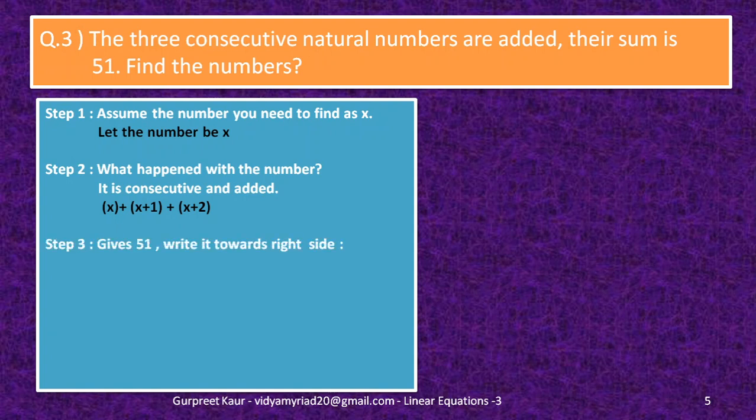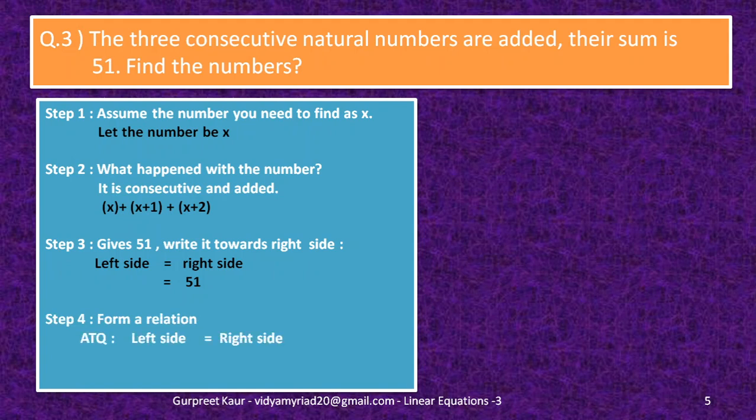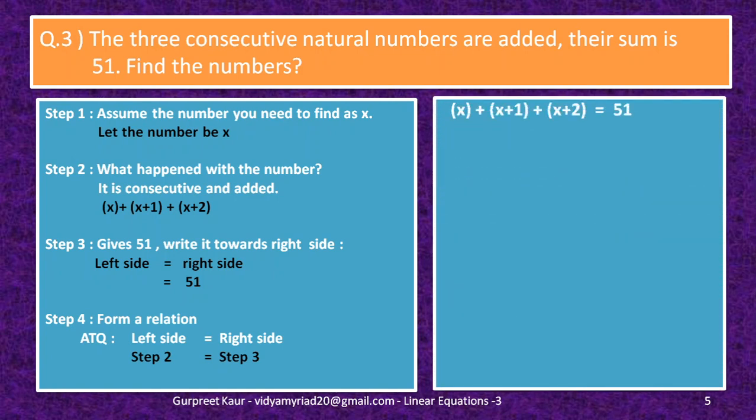Step number 3, they are told that when we add them together, their answer comes to 51. So I will write it is equal to 51. Step number 4, I need to form a relation between left hand side and right hand side, which means step 2, the result is step 3. Let us solve this. Step 2 is x plus (x plus 1) plus (x plus 2). See children, I have written into a bracket just to make it clear for myself, to avoid any confusion that these are separate numbers. So I am clear that I have taken all the 3 natural numbers.